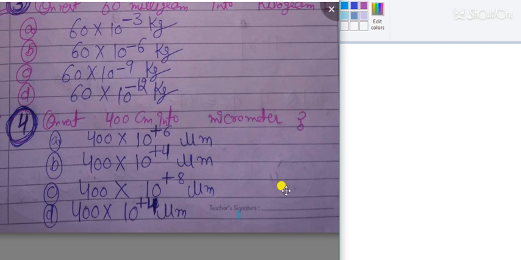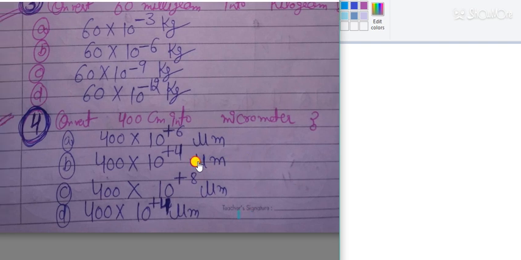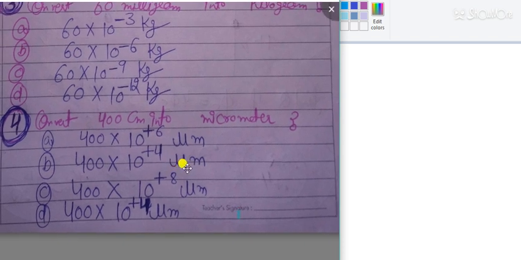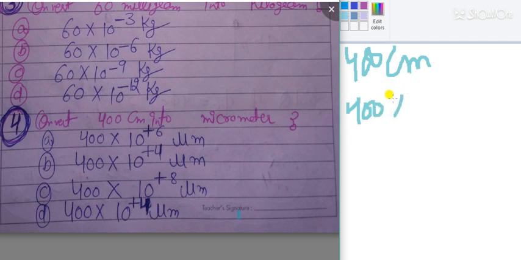convert 400 centimeter into micrometer. Look at the question, 400 centimeter is given. So first of all we have to convert 400 centimeter into meters, so can I write it as 400. Now 1 centimeter is equal to 10 raised to the power minus 2 meters, so that means this is the conversion into meters.